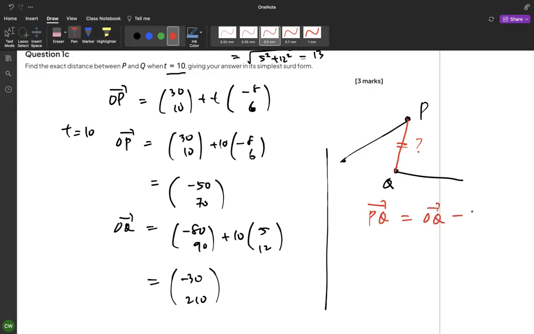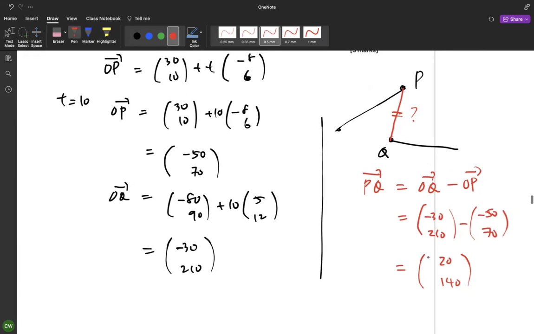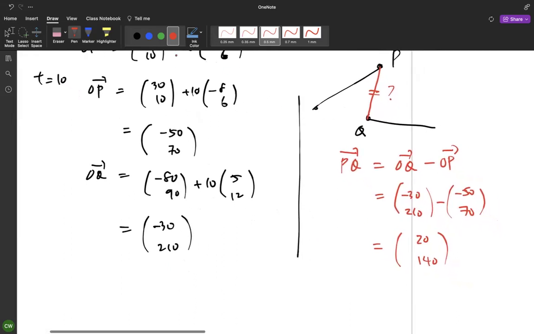OQ minus what? Minus OP. Minus 30 minus 210 minus negative 50 and 70. What is the value? Top part becomes 20, bottom part becomes 140. Is it correct? Okay, is this one the distance? This is not the distance. Then what is the distance?